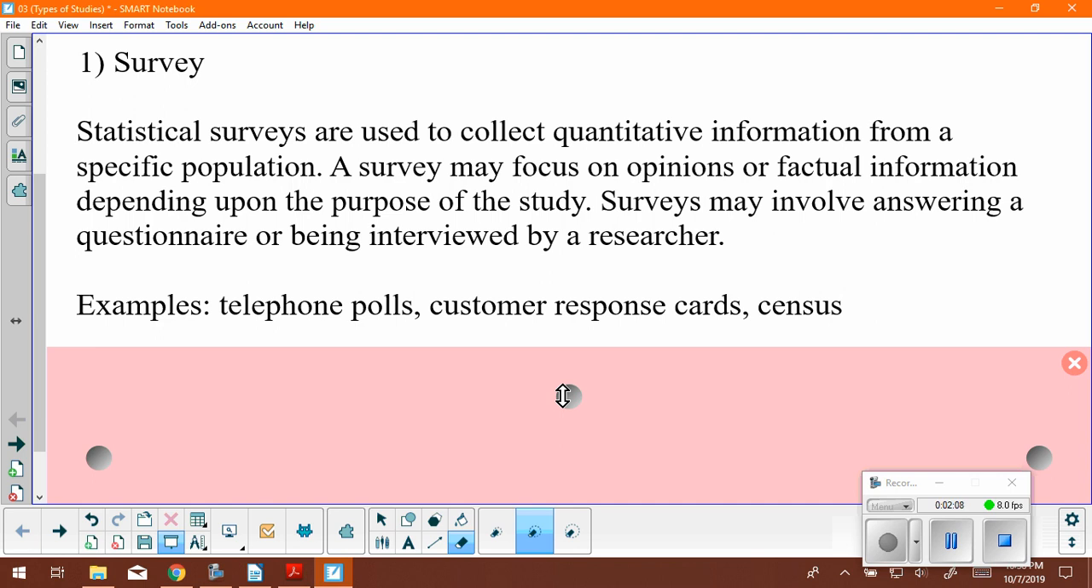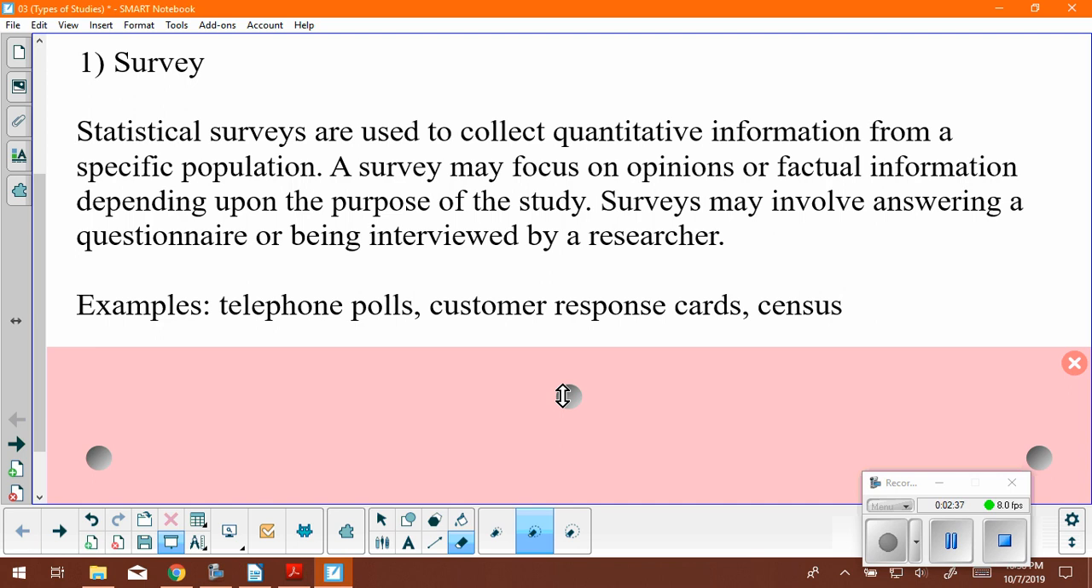Customer response cards. So if you've ever been in a restaurant or maybe when you shop at, say, Home Depot or Walmart, on the way out, they might say, hey, go online and take this survey and enter for a chance to win something, but they're trying to get your opinion. So that's another way you can collect information. The census, which we've talked about a little bit in class, is just a very big survey.